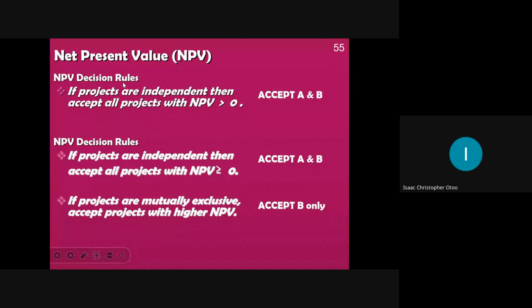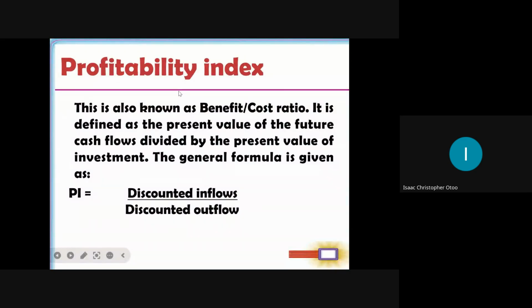So the decision rules: if the projects are independent, then accept all projects with NPV greater than 0. It means positive. If they're mutually exclusive, accept the one with the highest NPV. Now we come to the next, called profitability index.